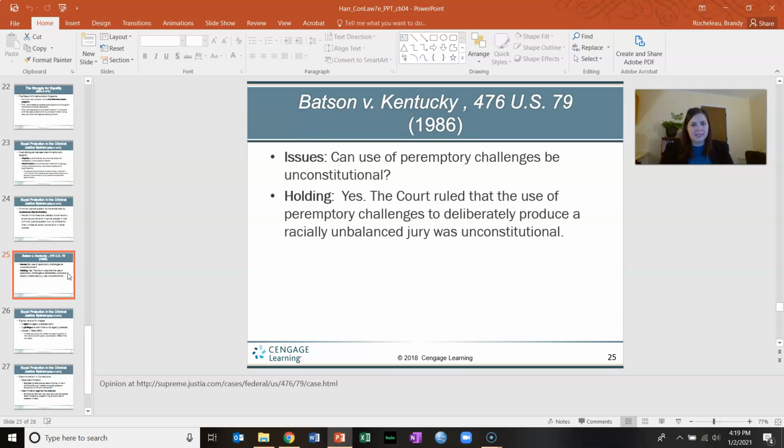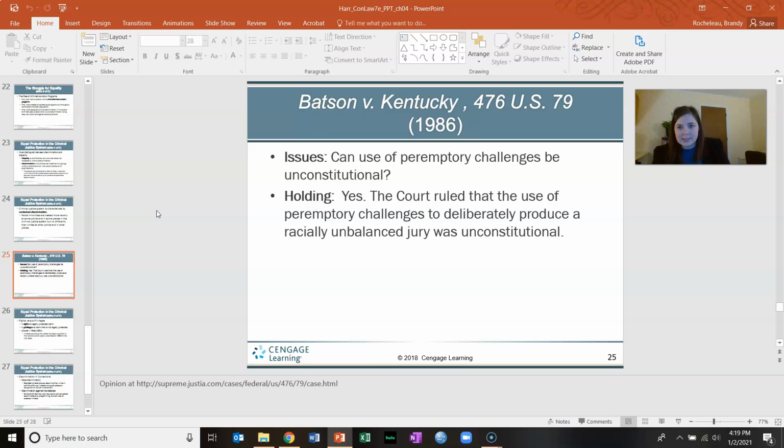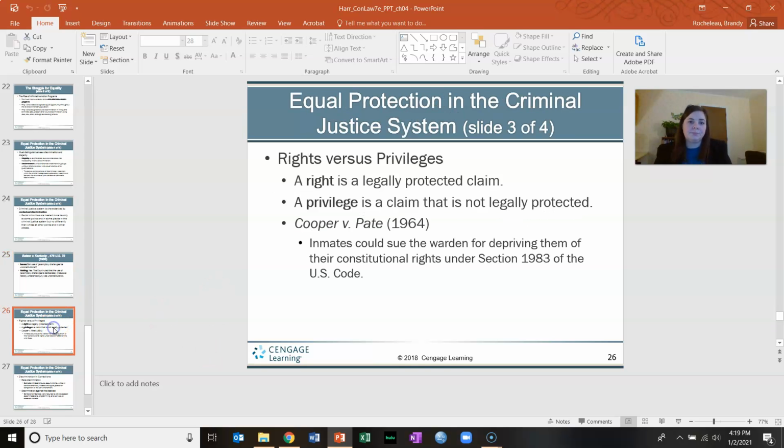So Batson versus Kentucky. Batson, the prosecutor used their peremptory challenges to remove all jurors of color, all black jurors from the jury pool. And the Supreme Court found that use of peremptory challenges was unconstitutional. So peremptory challenges can remove any juror except for racially discriminatory reasons. We do have other cases that clarify that this applies also to Latino and Hispanic jurors as well as women.